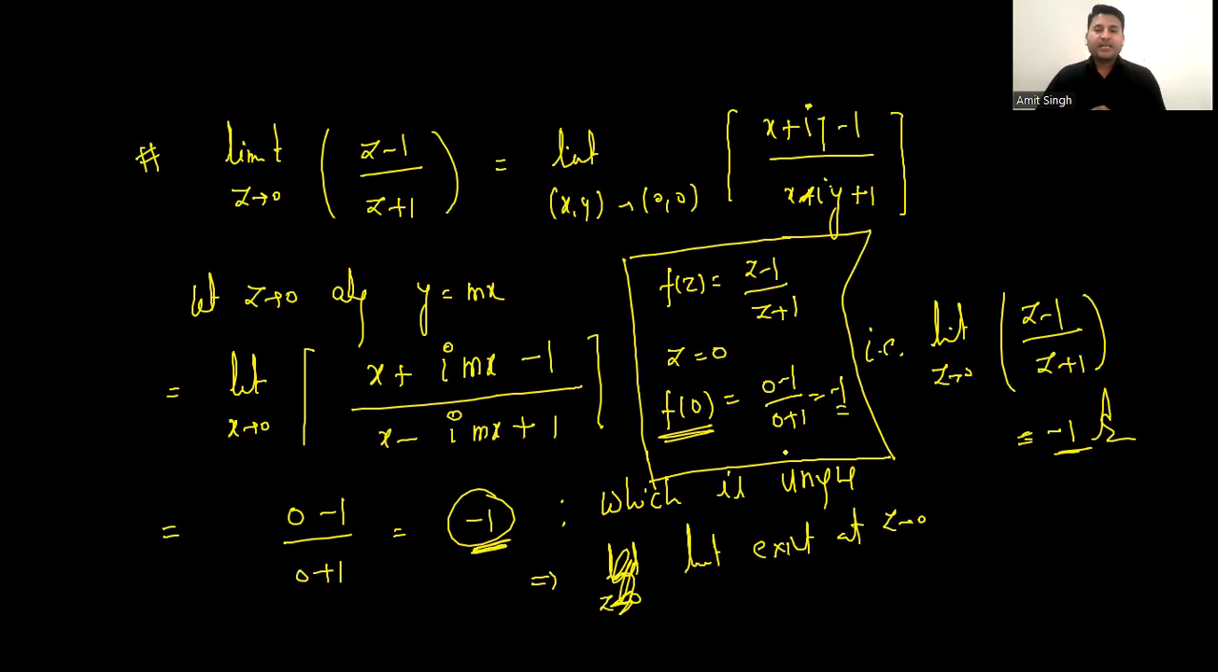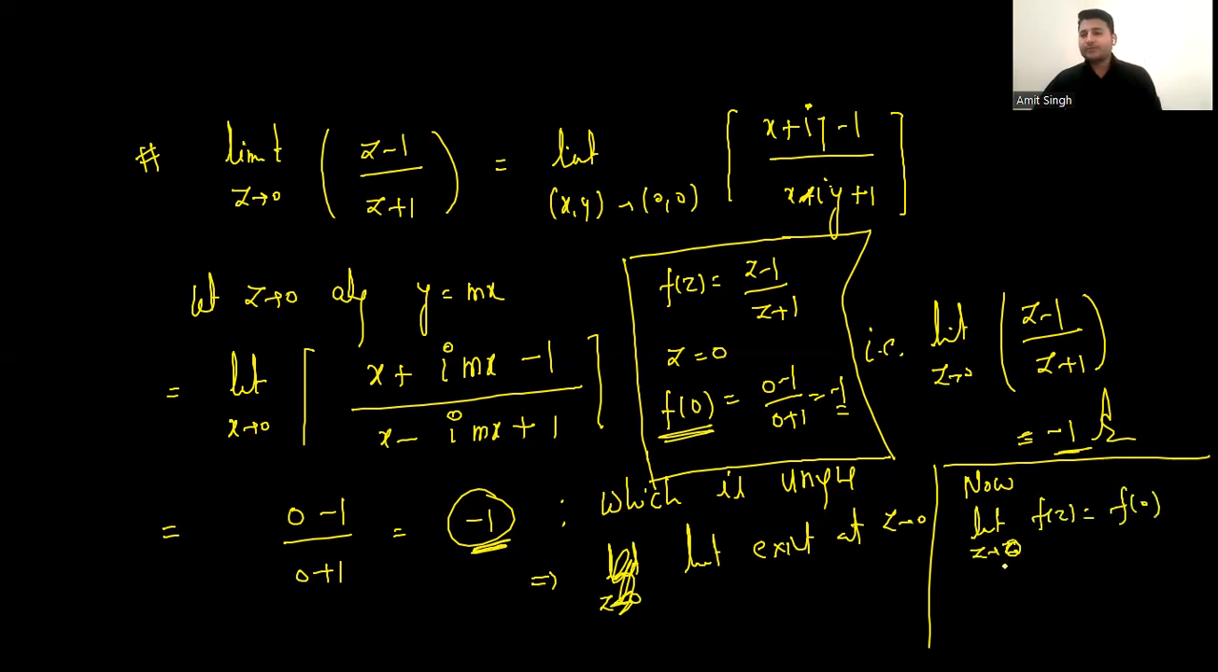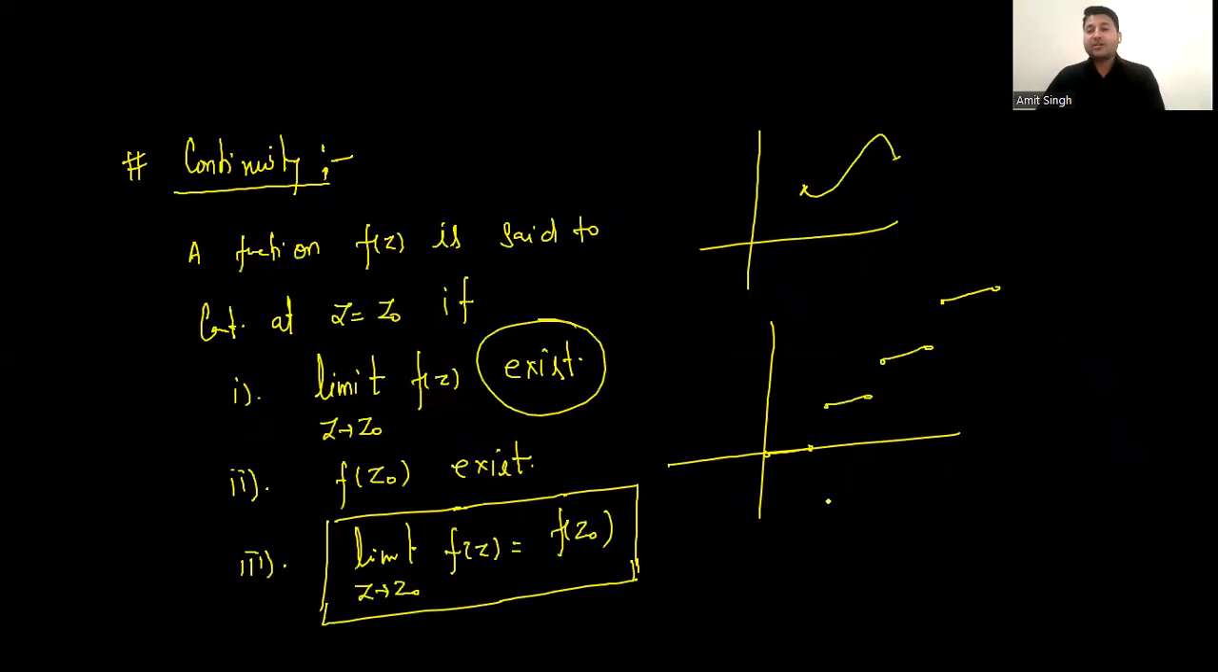The final step. Now I can conclude that the limit as z tends to z0, that is 0, of f(z) is equal to f(0). Both the things exist and they are equal. The limiting value is equal to the functional value. So I will say the given function is continuous at the point z equal to 0. So this is how we can check whether a function is continuous or not. I hope it's clear to you.